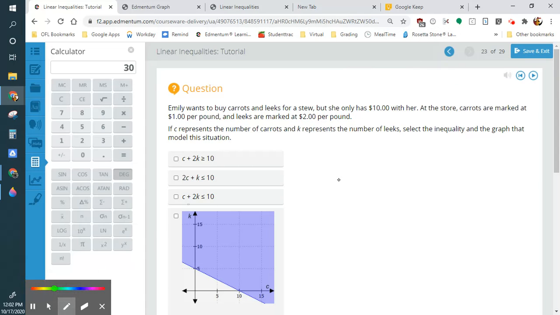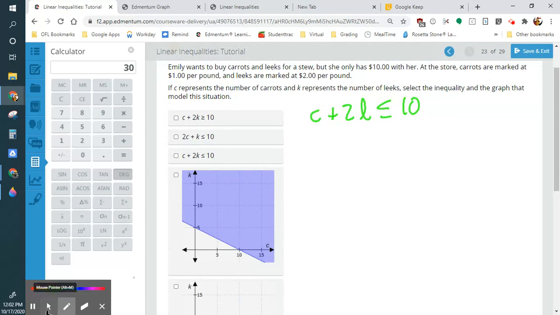So in other words, it's going to be $1 per pound of carrots plus $2 per pound of leeks. Has to be less than or equal to $10. She can't spend money she doesn't have. All right. So let's take a look. The first one's pretty simple if you get this formula down, which should be, oh, they're using K for leek. Interesting. Okay, so pretend that's K.